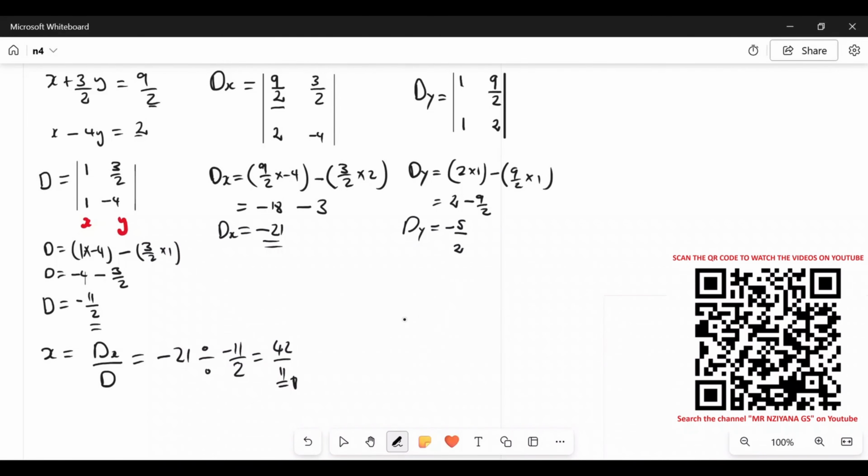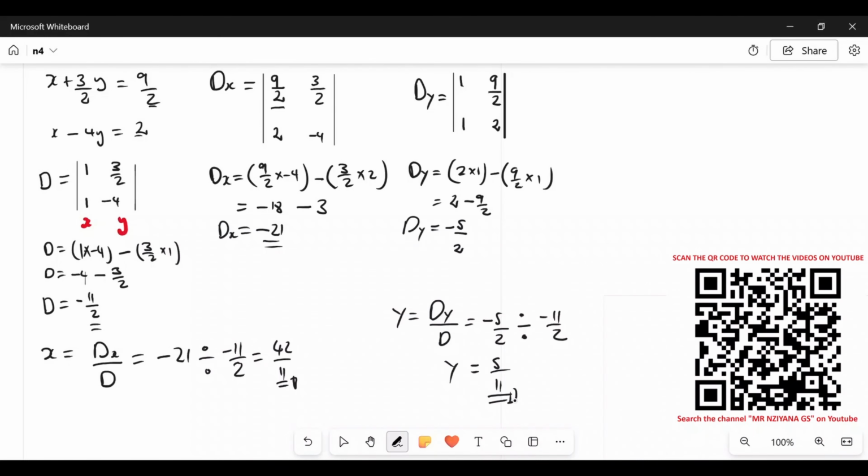Now let's calculate y. Again, similar formula. We're going to have y equal to dy over d. And what is our dy? If you still remember, our dy is negative 5 over 2, divided by our d. Our d, just like we said here, is negative 11 over 2. So if you continue and put this on your calculator, y is going to be 5 over 11. So these are the values for x and y.